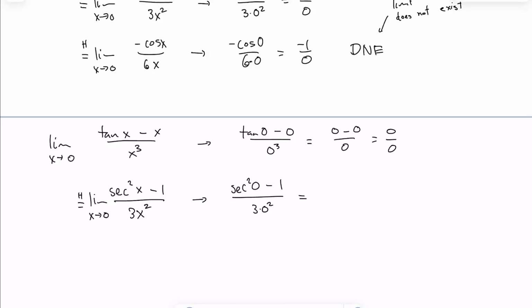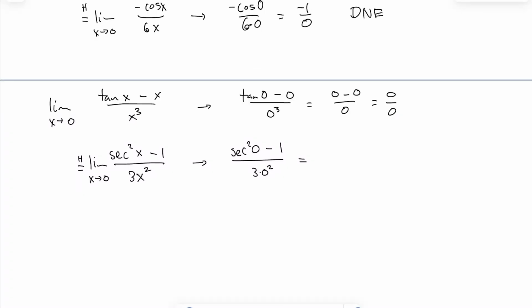What is secant squared of 0? Anybody know? To me, secant is weird, but I always think of secant as 1 over cosine, right? So what is secant of 0 going to be? I see some fingers out there. The 1. Yeah, secant of 0 is 1 over cosine of 0, and cosine of 0 is 1. So if you wanted to write this out, this is the same as 1 over cosine 0 squared, right? That's the secant squared of 0.